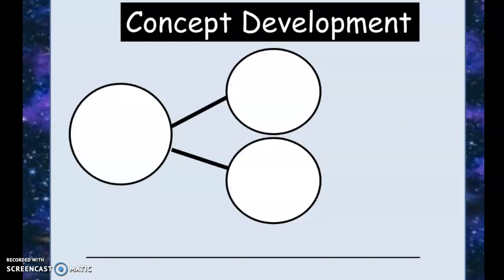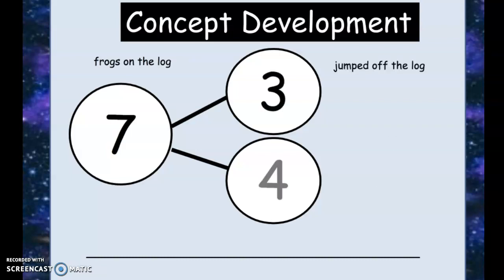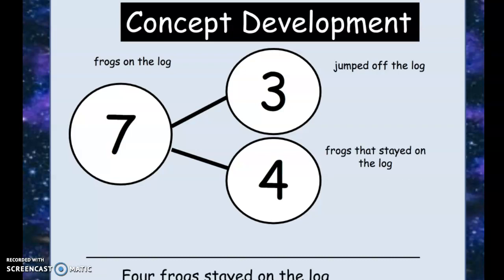And now let's fill in our number bond, our part whole. There were 7 total. That's how many we started with. Then 3 frogs jumped off the log, and 4 frogs were the ones that stayed on the log. 7 minus 3 equals 4.